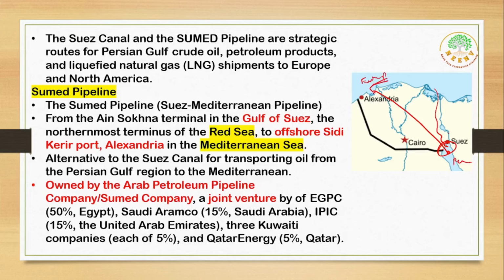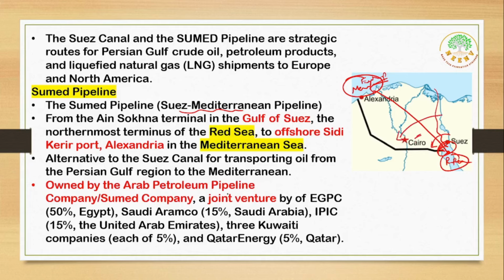So now let's look at the details of this Suez pipeline. This pipeline is also known as the Suez Mediterranean pipeline because it is close to the Suez Canal and as an alternative to the Suez Canal, and it is connecting the Mediterranean Sea here and connecting the Red Sea here. So it is also known as the Suez and Mediterranean pipeline. On one side it connects the Red Sea, on the other side it connects the Mediterranean Sea, thereby acting as an alternative to the Suez Canal.